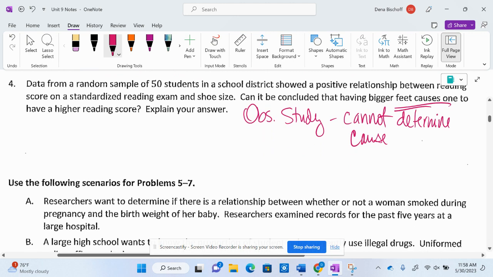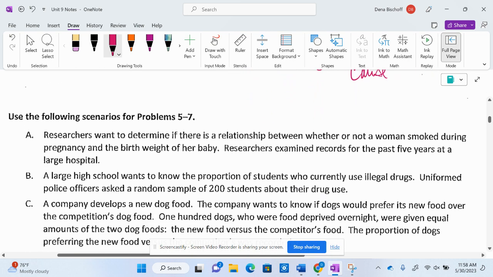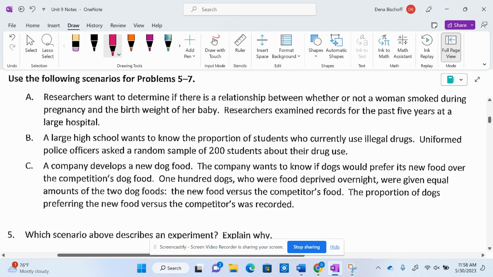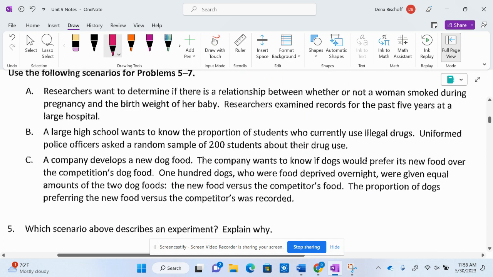Okay, so we're going to read these problems 5 through 7, and we're going to use these scenarios. Scenario A says that researchers want to determine if there's a relationship between whether or not a woman smoked during pregnancy and the birth weight of her baby. Researchers examined records for the past 5 years because we wouldn't want to do an experiment, right? That would have treatments of women being forced to smoke or not to smoke during pregnancy. So we're just going to do kind of an observational study and look at records.